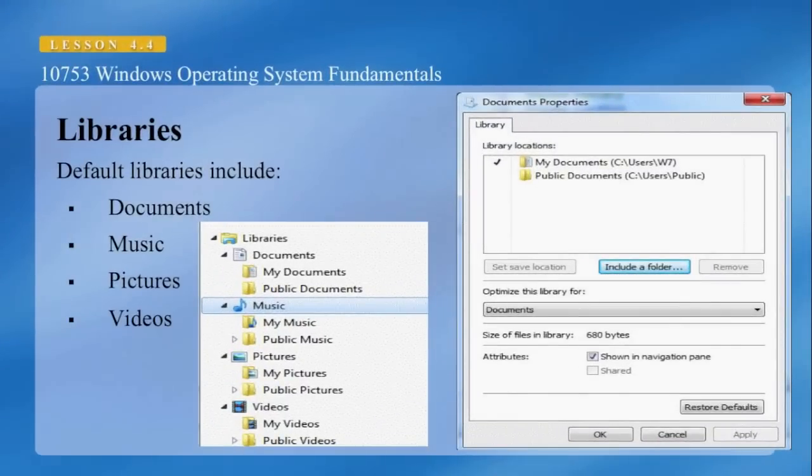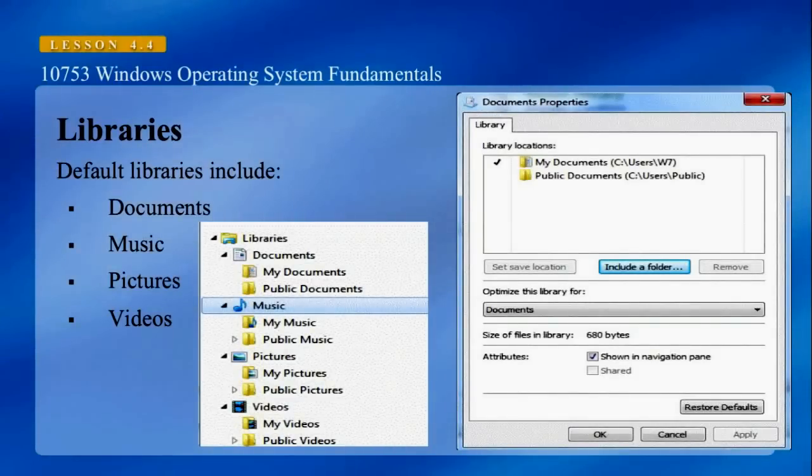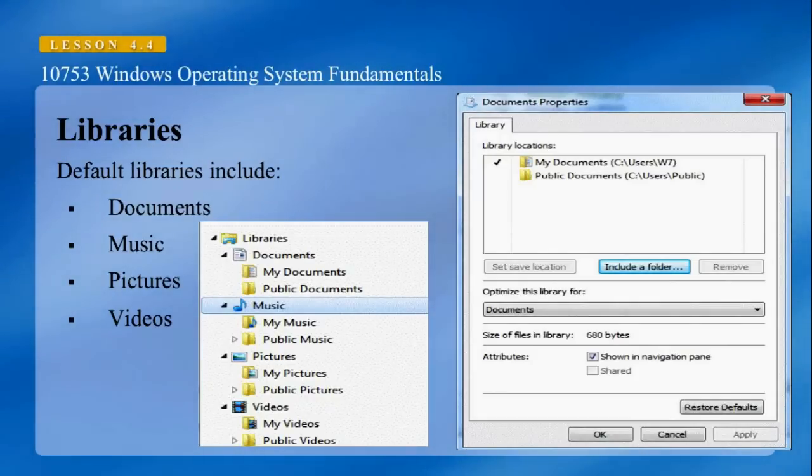Default libraries are already configured to contain documents, music, pictures, and videos. Here we can see the contents of the music library, which contains a folder called My Music and another folder called Public Music. The item on the right there shows document properties. If you right click on documents and go to properties, there you can see the folders that are included in that library.